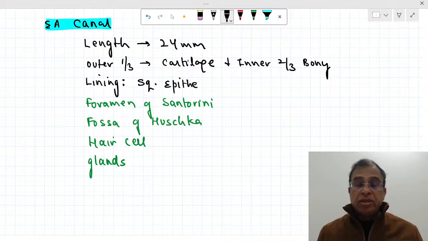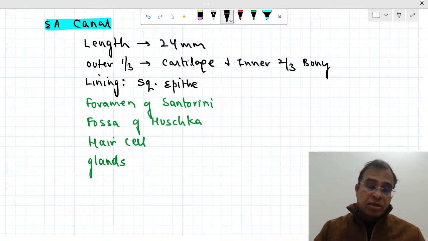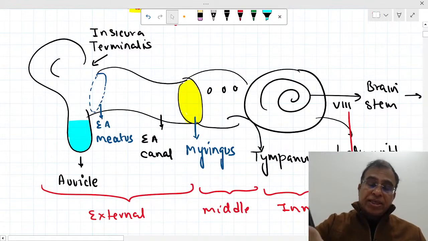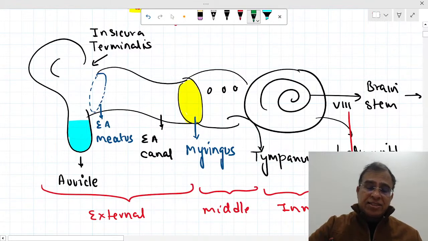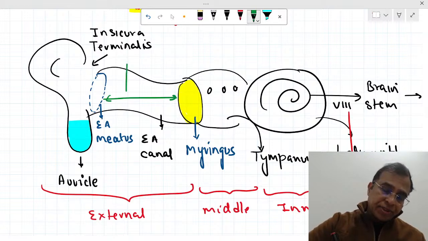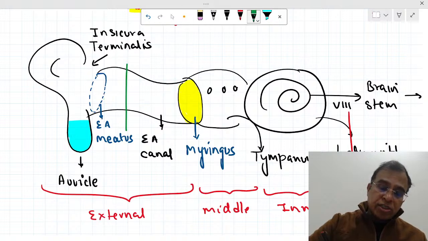The first 3 with the black that I have written are less important, like I said. The last 3 with the green that I have written are more important. Now, coming to this diagram, suppose this is the canal from here till here. If I draw a line here, and this line divides the canal into 2 parts, the outer 1/3 and the inner 2/3.